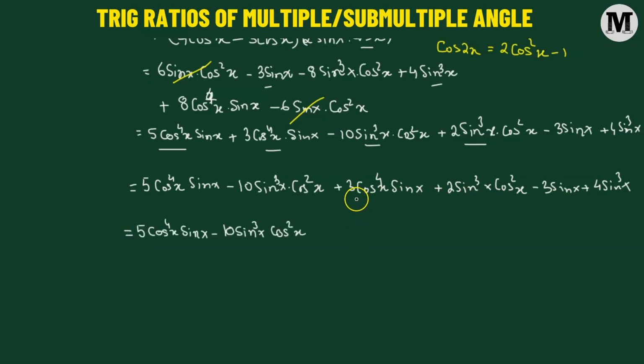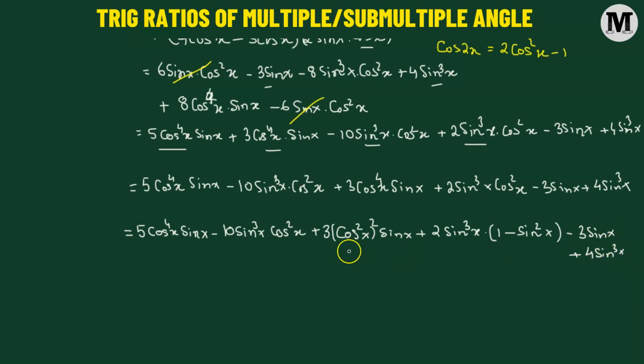So here in the third term, we have 3 cosine x raised to the power of 4. But what we can do, we can rewrite it as 3 times cosine squared x whole square multiplied to sine x. Then we have 2 times sine cubed x and multiplied to it is cosine squared x. But what we'll do, we'll convert this cosine squared function to the sine squared function as 1 minus sine squared x. And we have the remaining terms, negative 3 sine x plus 4 sine cubed x.